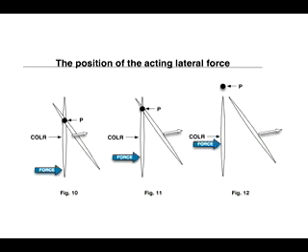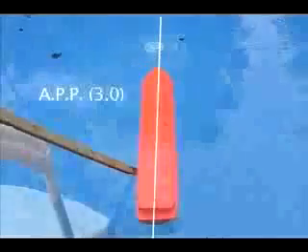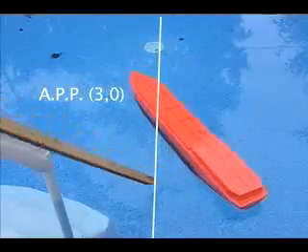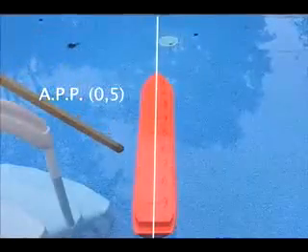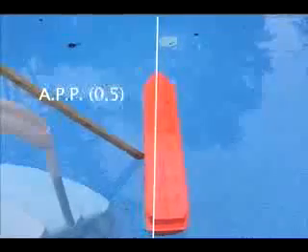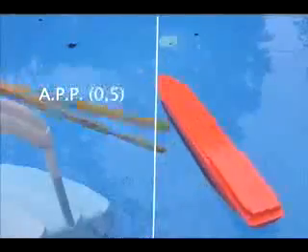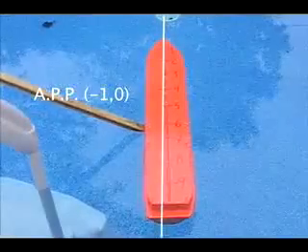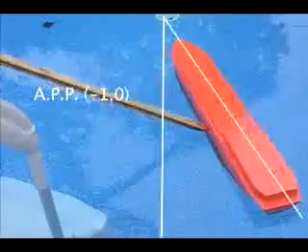A lateral force acting away from the center of lateral resistance will, for the same angle of rotation, push the center of lateral resistance relatively less sideways than a force acting closer to the center of lateral resistance. This results in an apparent pivot point further at the opposite end of the vessel. The closer to the center of lateral resistance the force is acting, the further away to the opposite end the apparent pivot point will be. This can even result in a pivot point outside of the vessel physical limits.